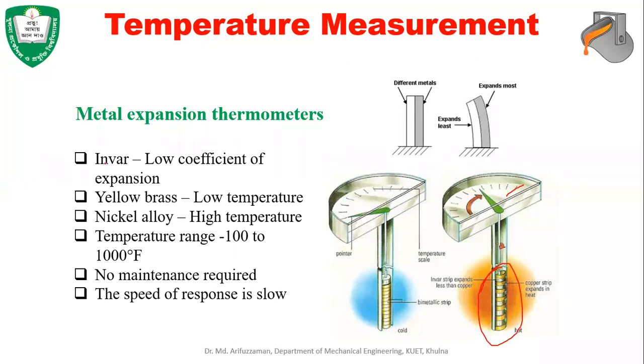So for the metal expansion thermometers, we use materials like Invar for low coefficient of expansion, and for high coefficient of expansion, you can use yellow brass, and low temperature nickel alloys for high temperature. Temperature range can be like -100 to 1000 degrees Fahrenheit. Most importantly, this kind of thermometer does not require much maintenance, and the speed of response is slow. One of the disadvantages of this kind of thermometer is that the temperature needs to be in equilibrium condition, and then it will show you the exact result. So the response is not very quick.